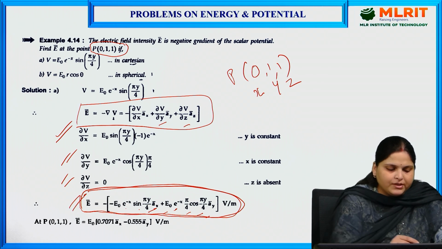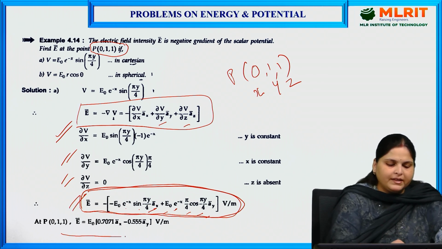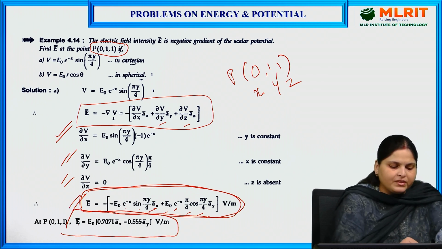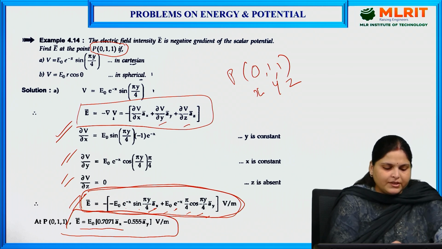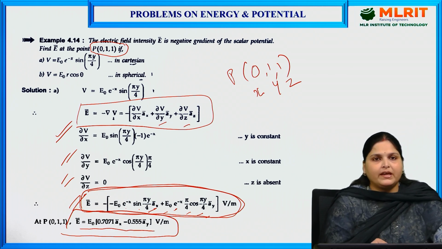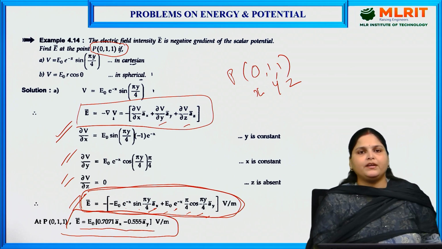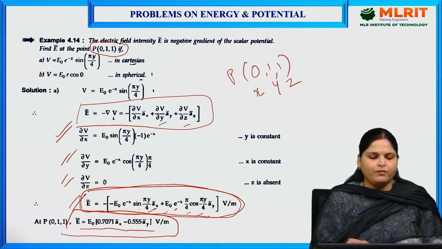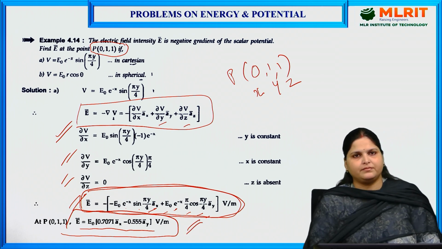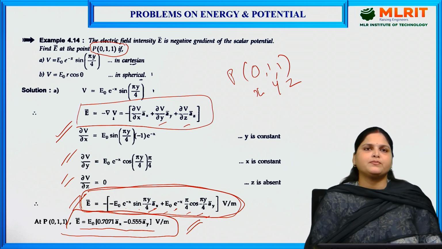After putting x equals 0, y equals 1, and z equals 1 in this equation, finally we get the electric field intensity as E naught into 0.7071 AX minus 0.555 AY volt per meter. This is the first part of this question.